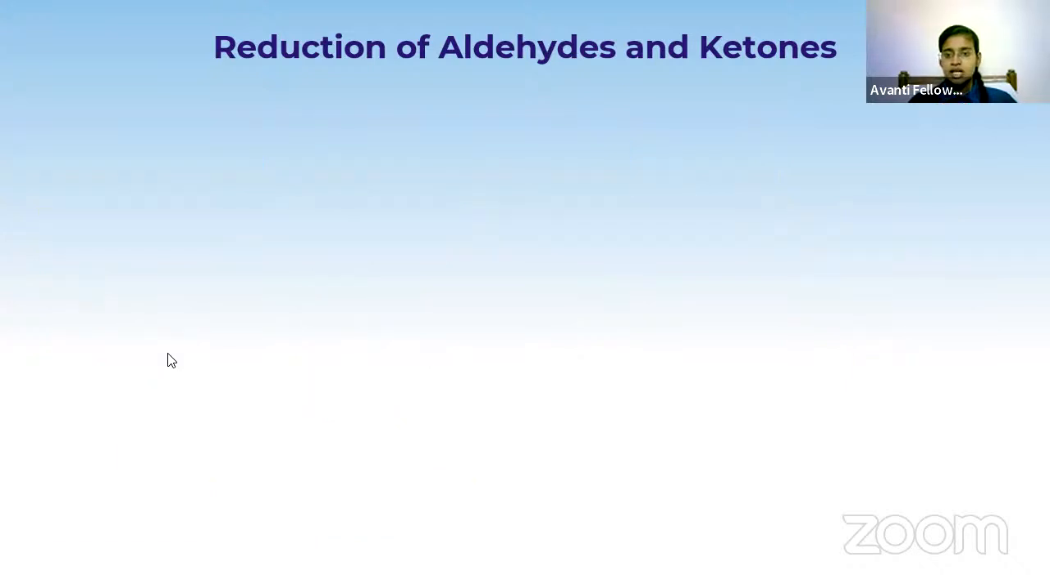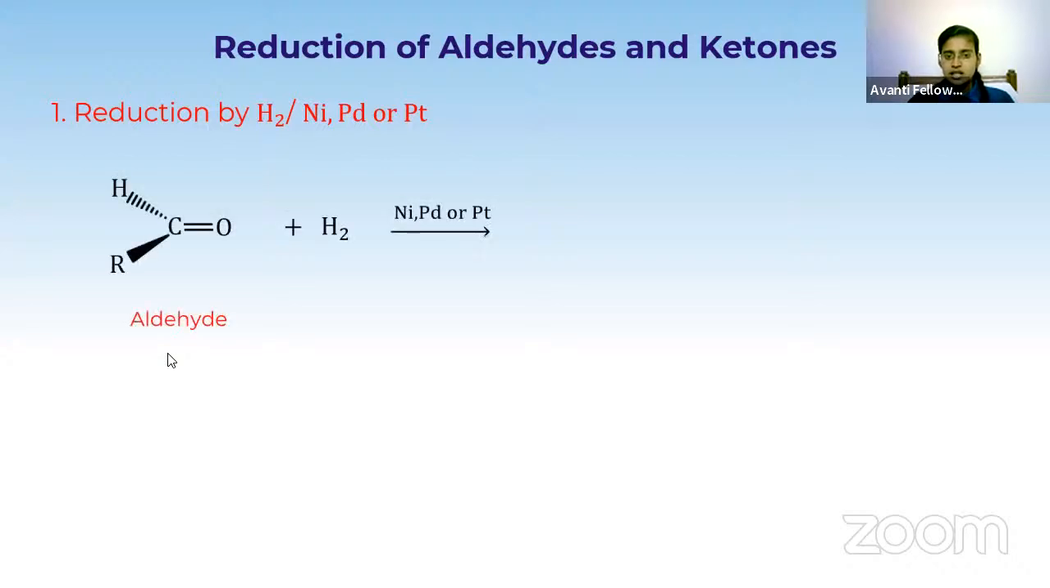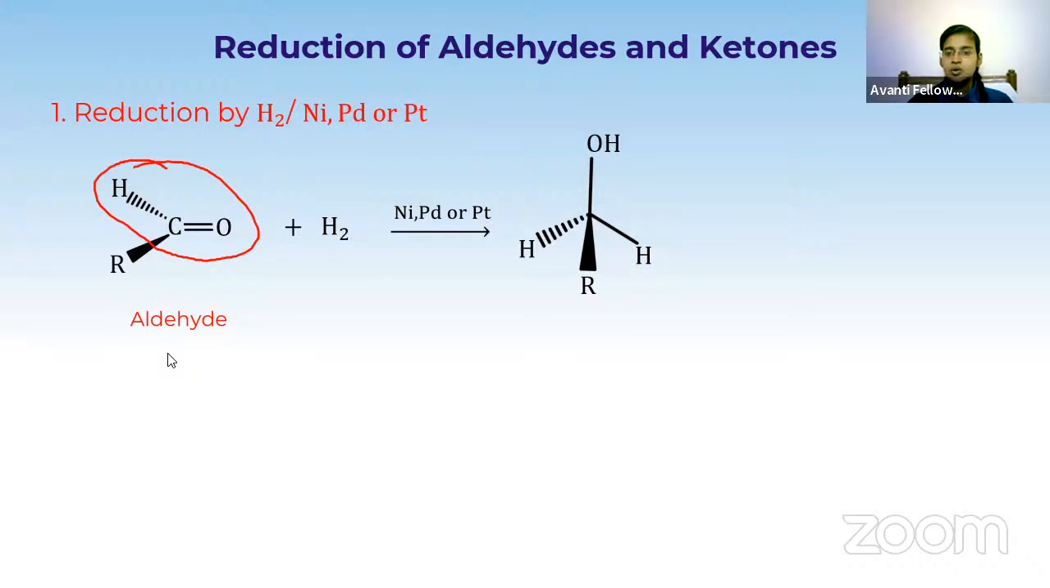Now, let me go for the examples. I will take each reagent and show you how they are going to reduce. First, let me take the first reagent and I have taken an aldehyde, added hydrogen in presence of nickel or palladium or platinum metal. This will lead to the formation of which alcohol? Primary alcohol, right? So CHO will be converted to CH2OH.